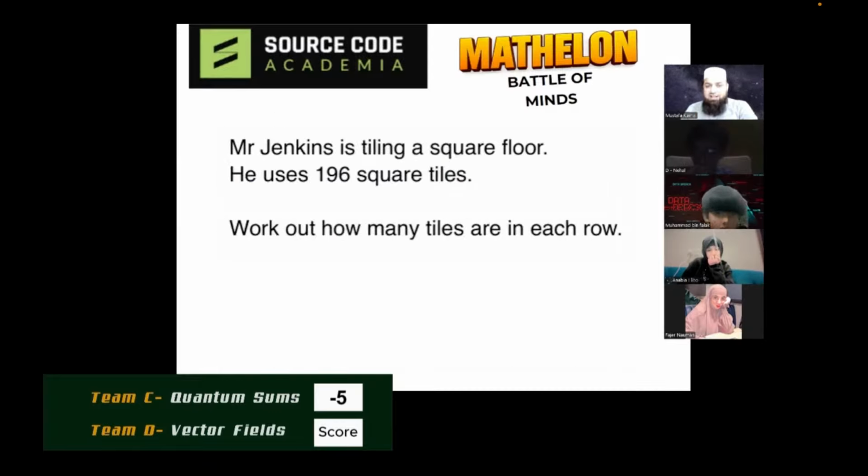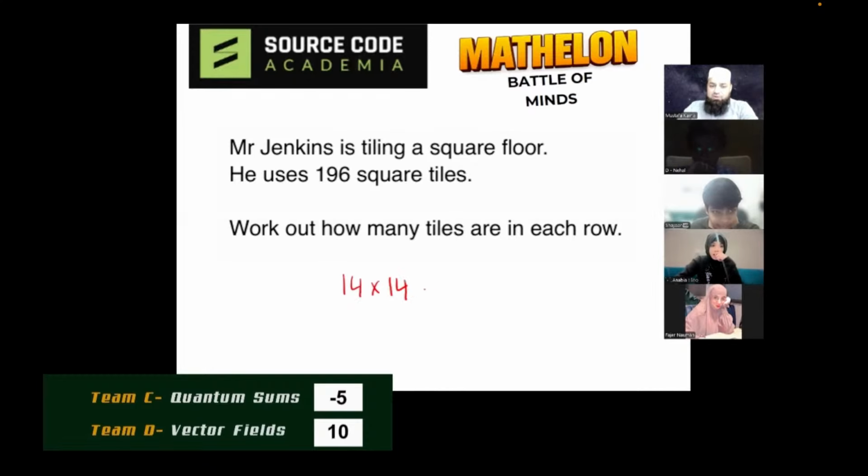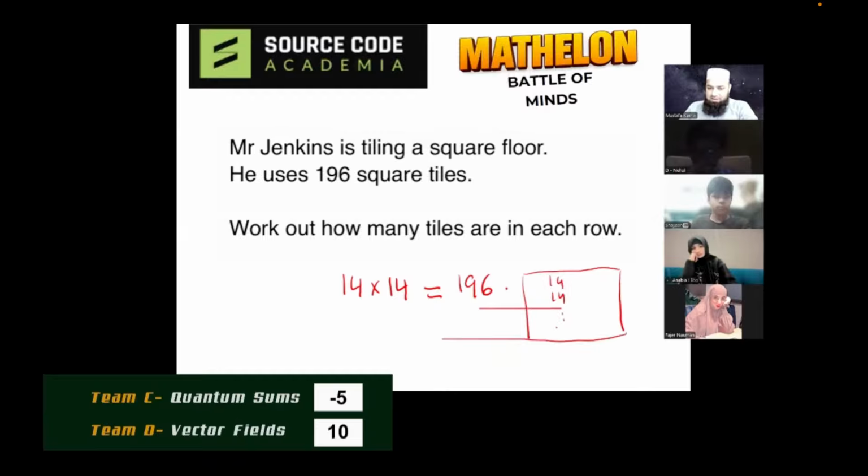The next question is on your screen right now. Mr. Jenkins is tiling a square floor. He uses 196 square tiles. Work out how many tiles are in each row. Team D, Dad. 14. Exactly, it's 14. Well done. Because 14 times 14 is equal to 196. So it's the square floor, so in each row there are 14, and it's 14 times 14.